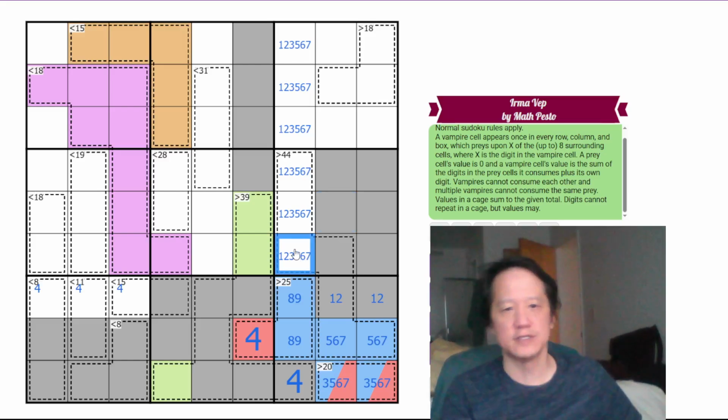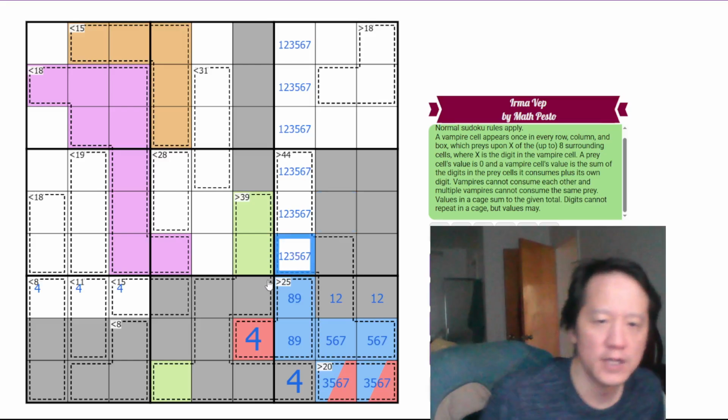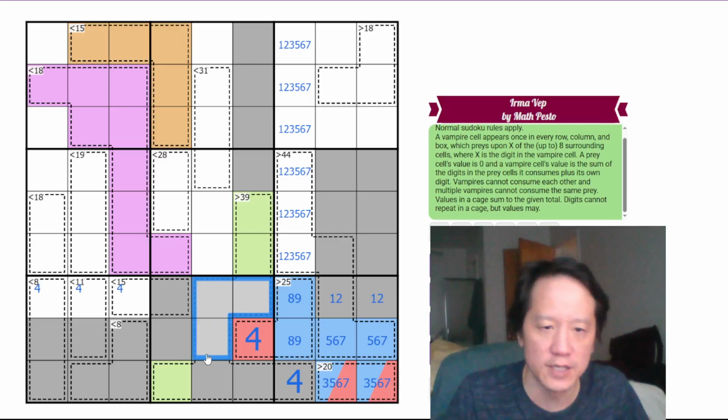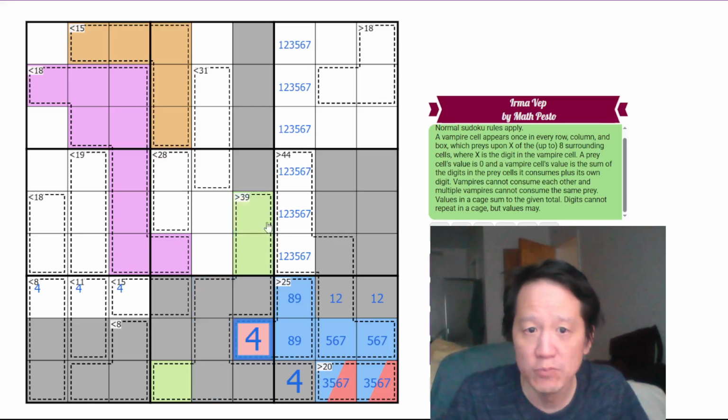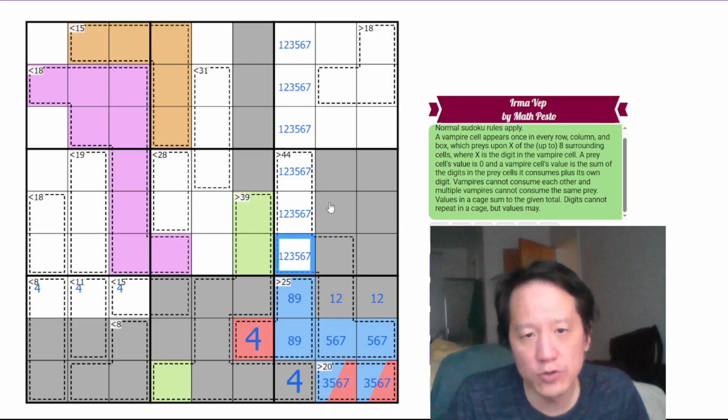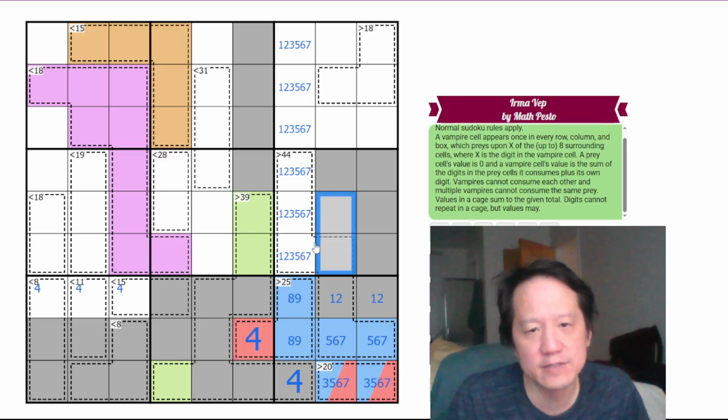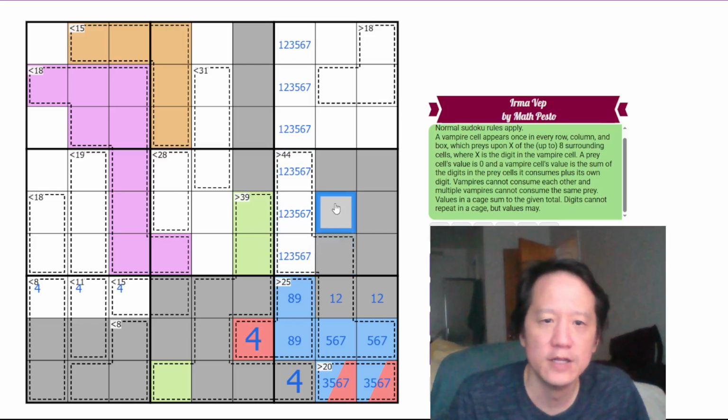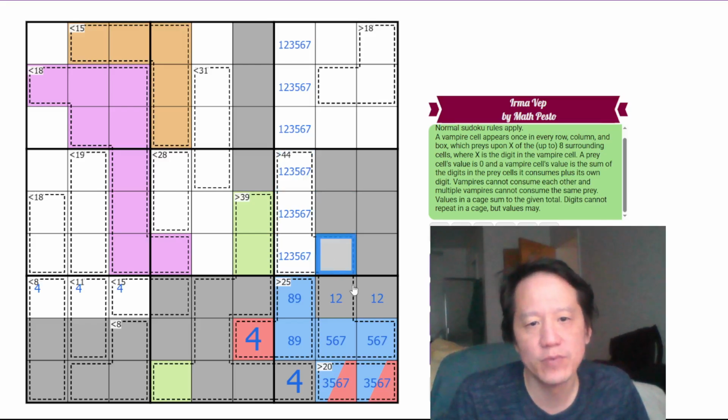What about this cell? If this were the vampire cell, it can't prey upon this because, again, the rest of this cage cannot be preyed upon except for by this 4 vampire cell. So it only preys upon that. And that's great. The sum of these digits will never be greater than 40. It has to be 43 at least for prey, right? So this wouldn't work either. So this is not a vampire cell.